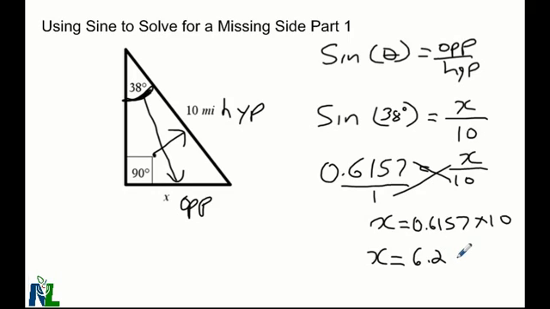6.2 miles. And our answer makes sense because 6.2 miles is smaller than the hypotenuse of 10. The hypotenuse should always be the largest side in any triangle.